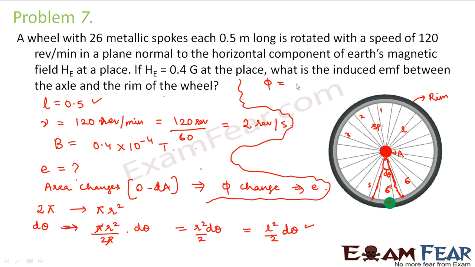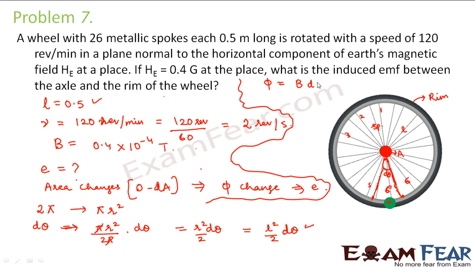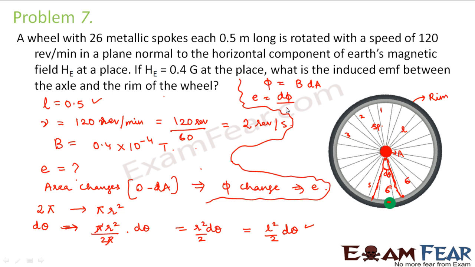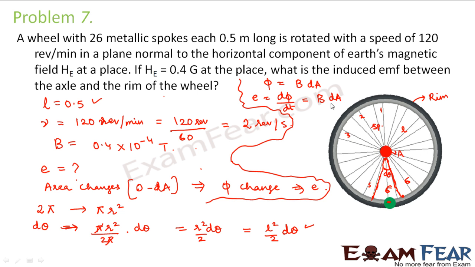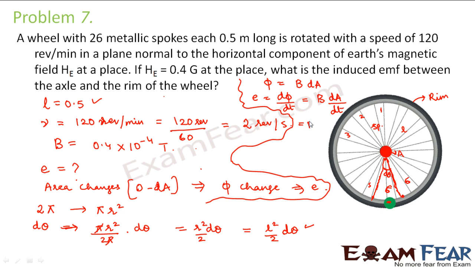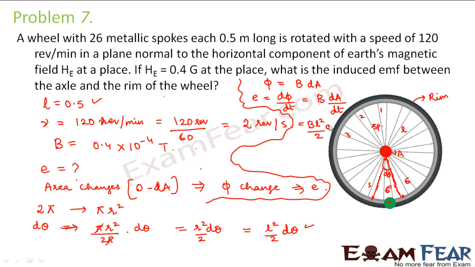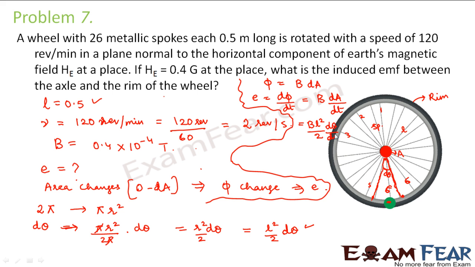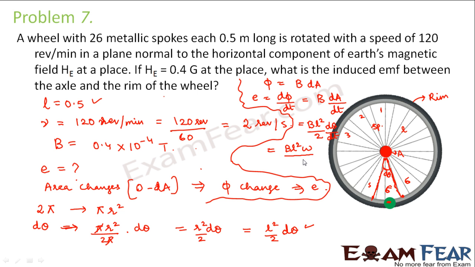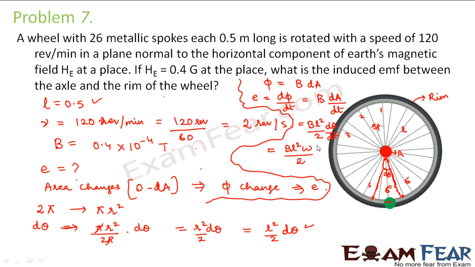So what will be phi? Phi will be nothing but B into dA. Therefore, the induced EMF, which is equal to d phi by dt, will be equal to B into dA by dt. Right? Now what is dA? You can put this value. So you will get B into L square by 2 d theta by dt, that is equal to BL square omega by 2. Now what is omega? Omega is the angular frequency.